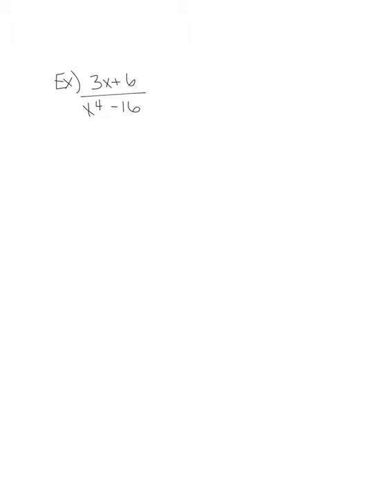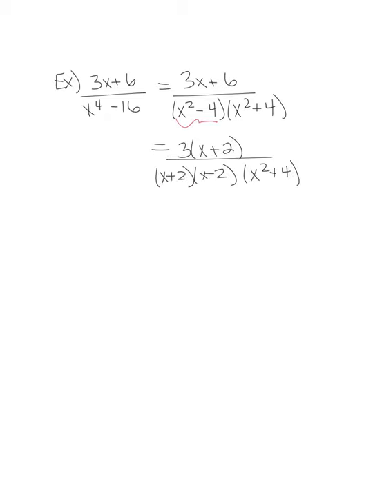All right, we have 2 more examples left. So again, write this one down, pause the video, and try and factor this yourself. Hopefully you recognize that that denominator was a difference of squares, so we could factor that to x squared minus 4 and x squared plus 4. And when I look at this new denominator, I again have another difference of squares here where I can factor further.